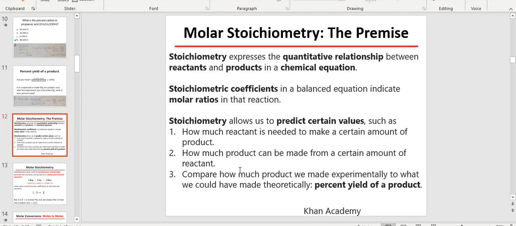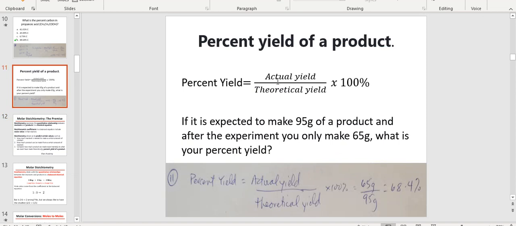Now we get into molar stoichiometry. It's based on this whole theoretical, how much you could make. For the past, I don't know, since week 8, I've been prepping you for this moment already. And some of this is going to seem awfully familiar.